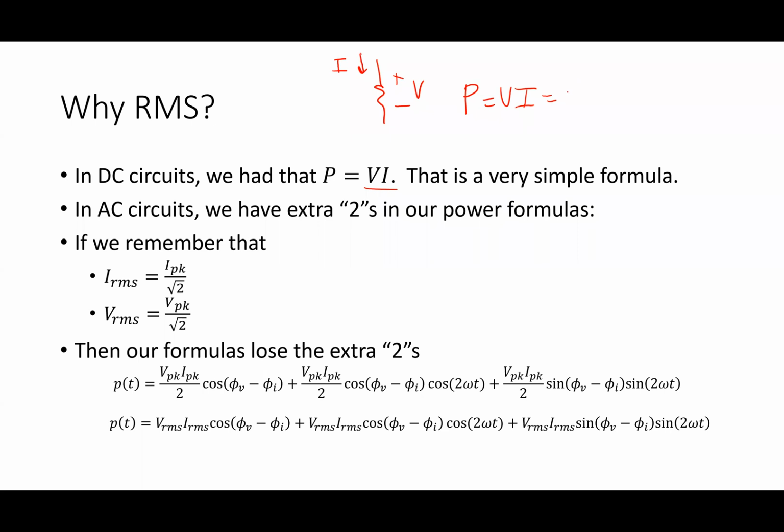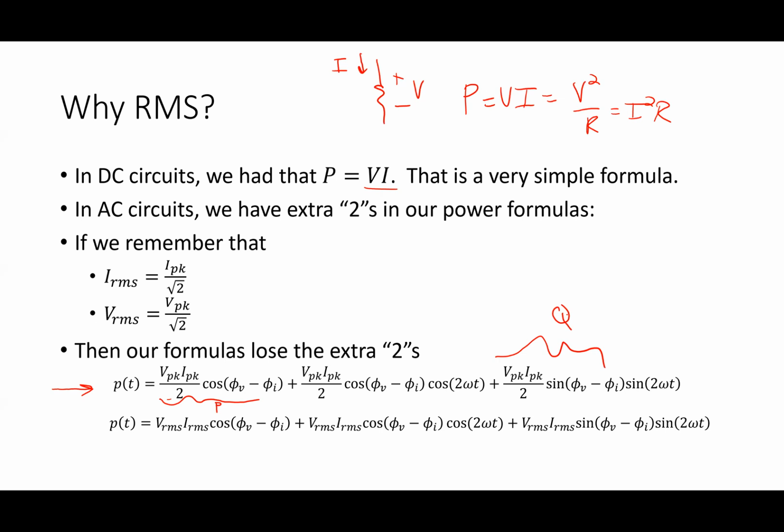V squared over R, and I squared R. Okay, so there's those two other terms that you could use. Now, if we look at the formulas that I gave you there, so this is our P of t, right? And if I go back and look at the P and the Q, this guy here is the P. This guy here is the Q, like that.